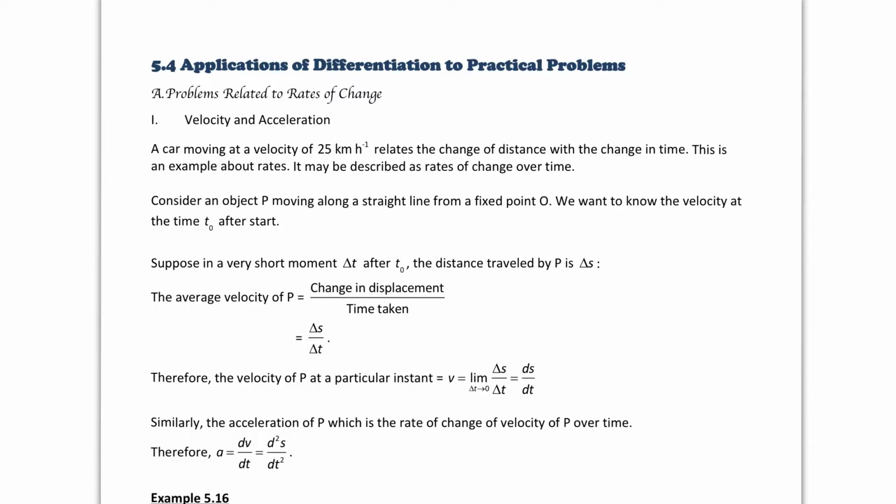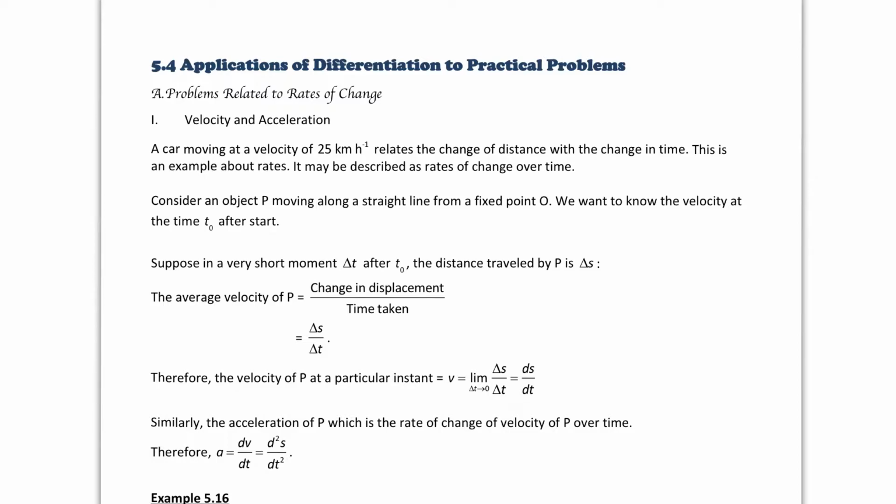Maybe some of you do not know the concept of rate of change. That means I want to find the variable change per time. One of the typical examples is velocity. If the velocity of a car is 25 km per hour, that means this car changes its displacement per time at 25 km per hour. That means in 1 hour, this car can change the displacement by 25 km.